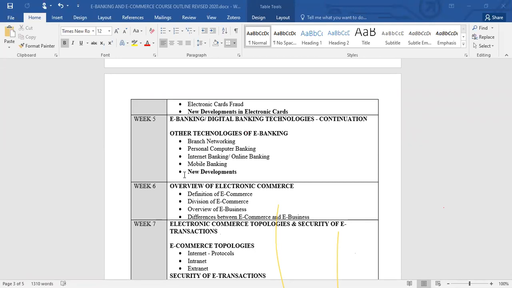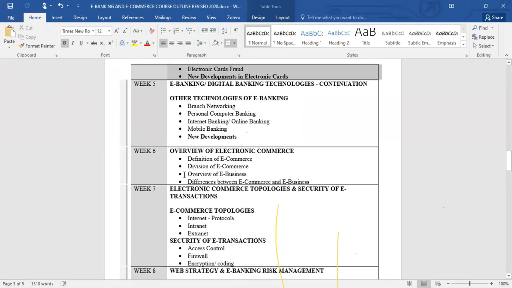And in week 7, we will go into electronic commerce topologies. Another name for that is electronic commerce technologies. So in essence, when you are asked to write about electronic commerce topologies, it is the same as electronic commerce technologies. I can also ask you to write about electronic commerce technologies instead of topologies.